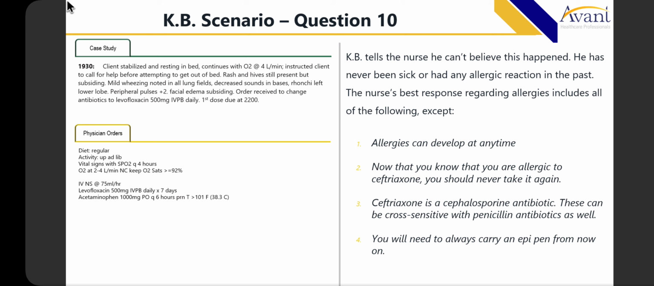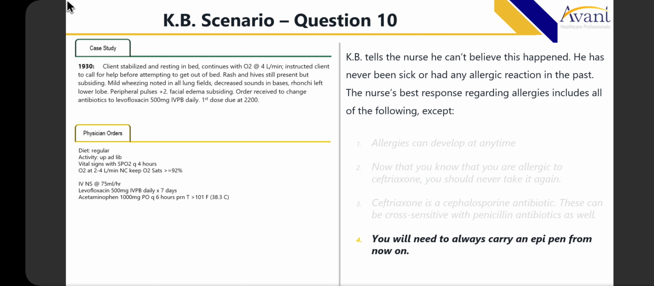That leaves us, if those three are correct, let's take a look at the last one. You will need to always carry an EpiPen from now on. No. It's not likely that Ken's going to walk around and inadvertently give himself some ceftriaxone, is he? No, he doesn't need an EpiPen. An EpiPen is for people who have natural allergies to certain things like bee stings or other things that they may be exposed to inadvertently, okay? But that's not something that he would be inadvertently exposed to. So he doesn't need the EpiPen. So the correct answer, obviously, is number four.